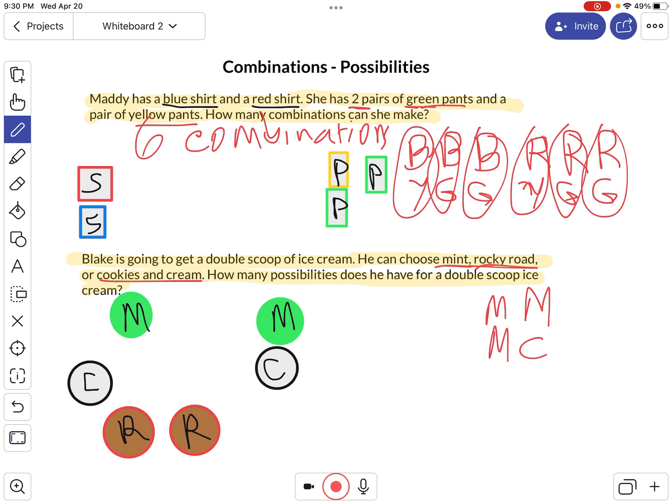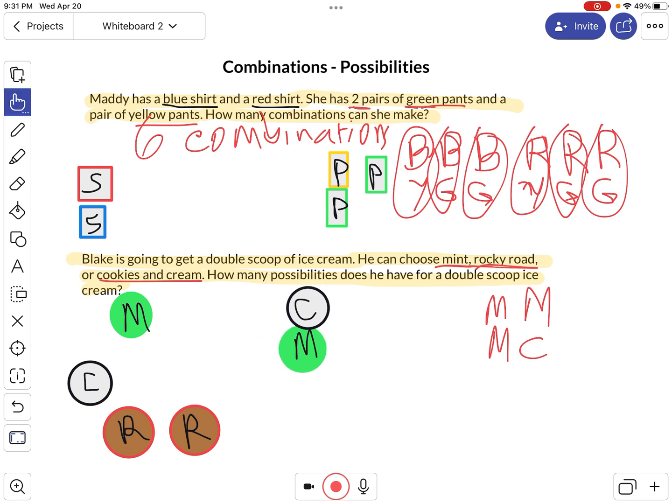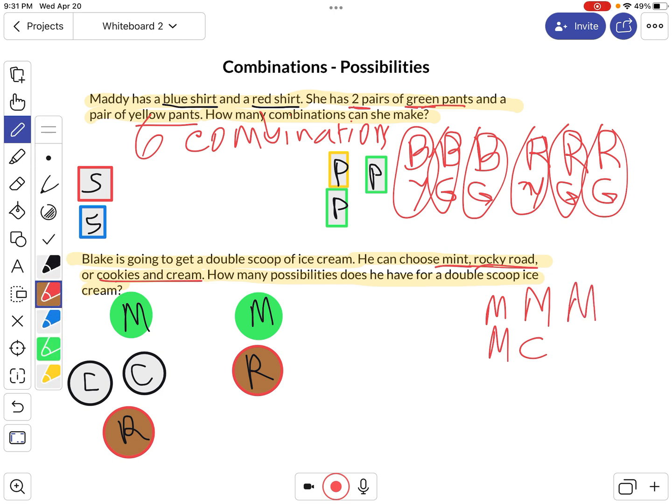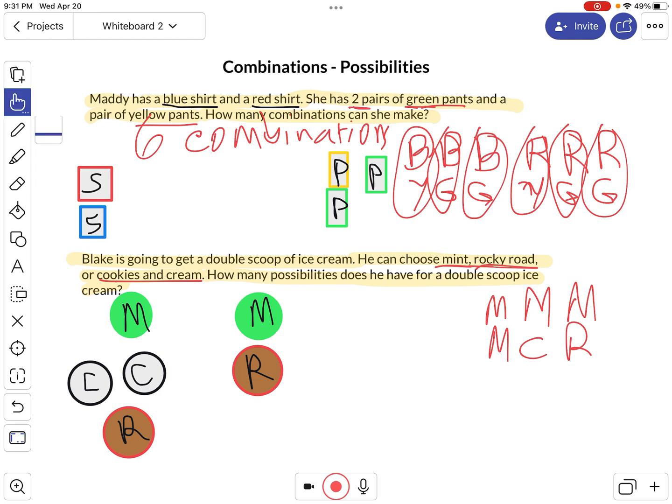Now, if I put cookies and cream on the top and the mint on the bottom, that's still the same combination. Do you see? That's the same possibility. Mint with cookies and cream. It doesn't make any difference which flavor goes on the top and which one goes on the bottom. So then I could also do the mint with the Rocky Road. Mint, Rocky Road. Okay, I've done the mint with everything I can possibly do the mint with.